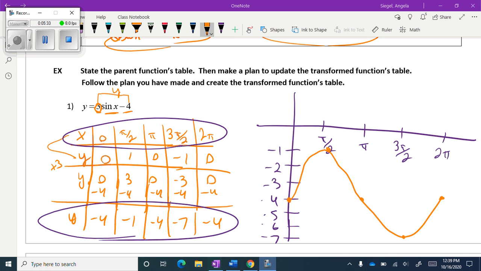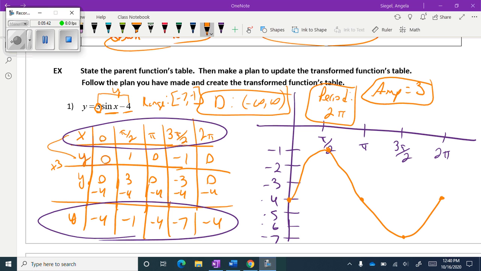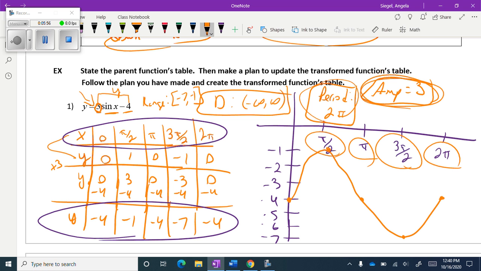Okay, and this is what my graph looks like. So let's talk about the amplitude, the period, the domain, and range. Go ahead and list those as well. I was running out of room, so I had to do this backwards. The amplitude is 3, and remember we get the amplitude right there. It's always positive. The period is 2 pi because the x values weren't affected at all. So that's going to stay the same.